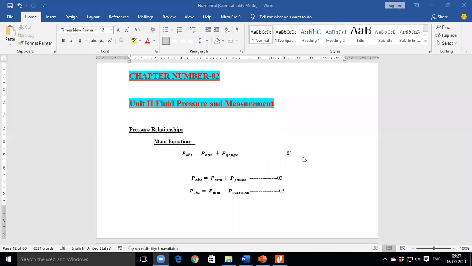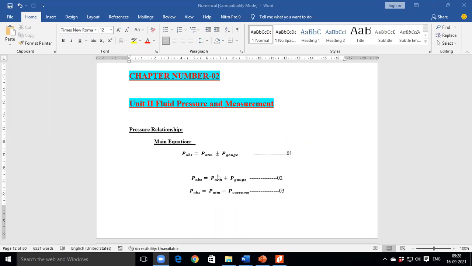If we observe the reading mentioned on the pressure gauge device, it starts from 0. Have you observed it? That 0 represents which pressure? In the pressure gauge, which pressure does 0 represent? Absolute pressure? Atmospheric pressure.